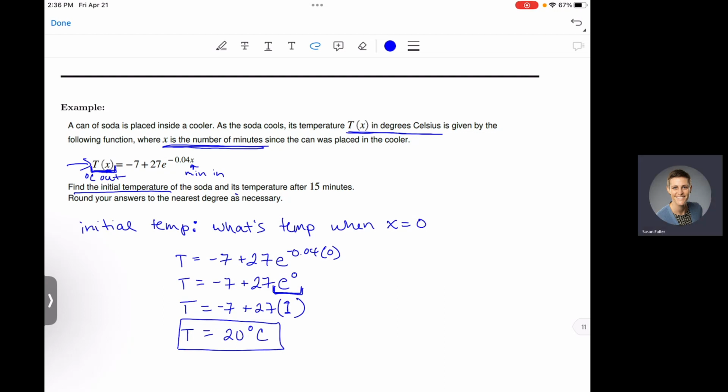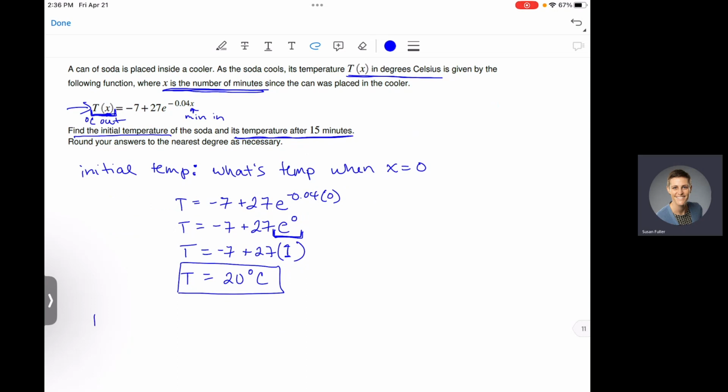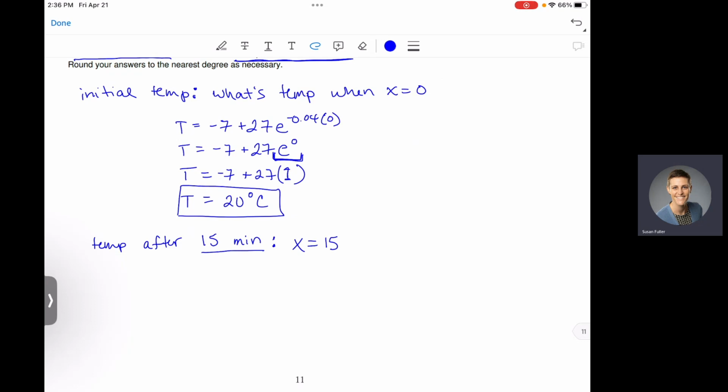And the next thing that we're asked for is its temperature after 15 minutes. Okay, 15 minutes, that's a time. And remember, x is the number of minutes since we put it in the cooler, so it's time in minutes. That means I want to know what's the temperature when x is 15. So I'm going to do a similar thing that I did before. I'm going to take x equals 15, plug it in and see what I get out. So T is -7 plus 27 times e to the negative 0.04 times 15.